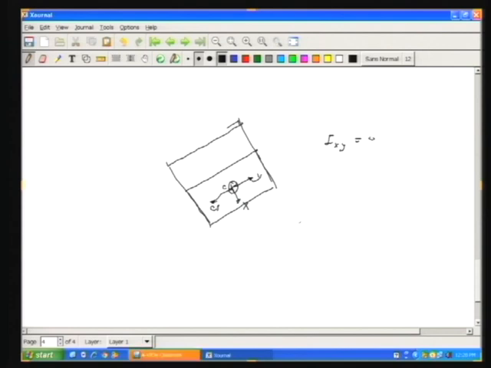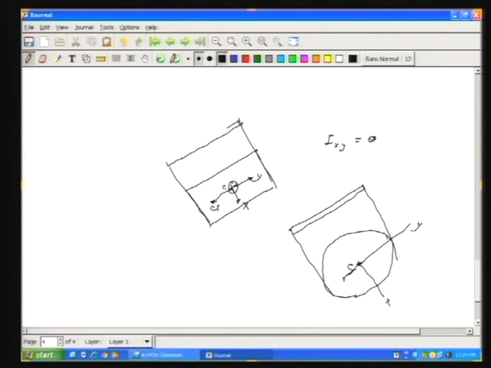Similarly, if you take say a circle, I will draw another figure. This is one view and the other view suppose is a circle. Now, again the centroid is at the geometric center, this is x and this is y. So, again by symmetry you will find that I x y will be 0. So, x c p will be 0. So, the center of pressure will be somewhere here below this.